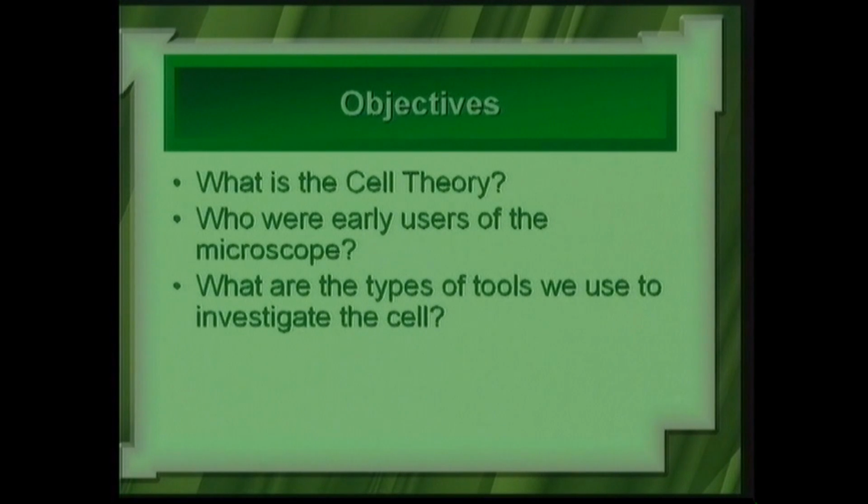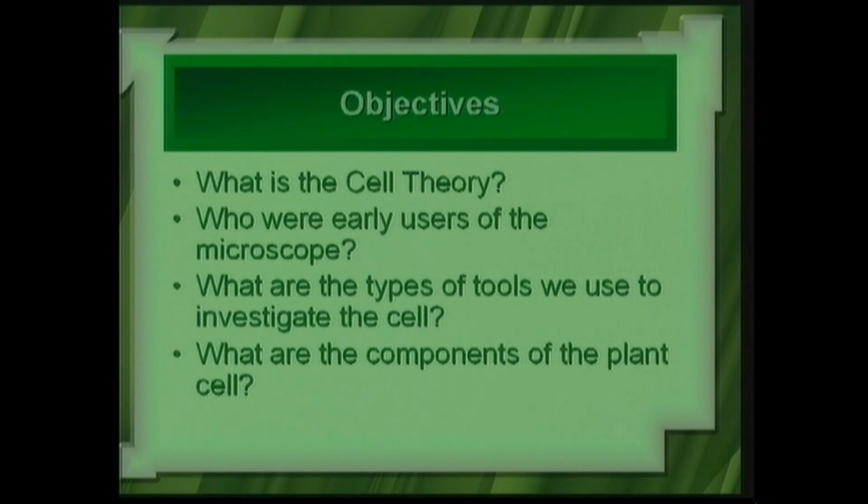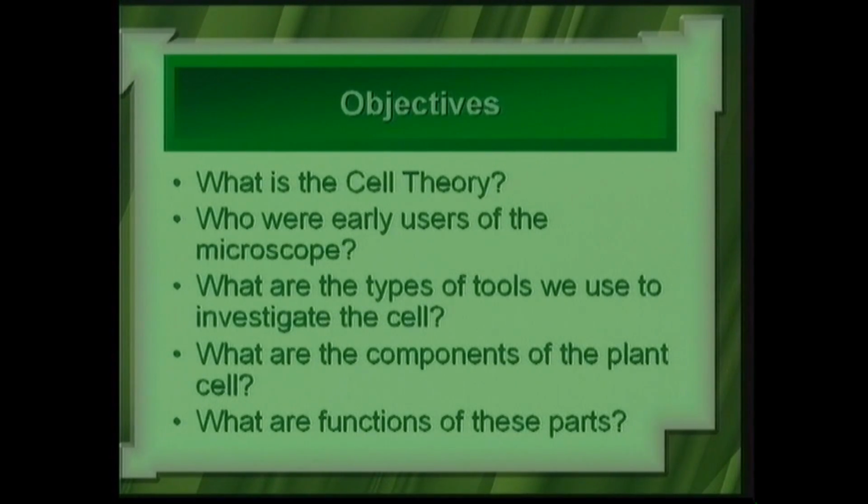Thirdly, we just talked about the types of tools that we use. So what are the types of microscopes that we use to investigate the plant cell? Fourthly, what are the components of the plant cell? Because a plant cell is a relatively small unit, but it is made up of even smaller components, similar to how molecules are made out of atoms. Remember we had the talk about atoms last time? And subatomic particles, etc. Finally, what are the functions of these parts?